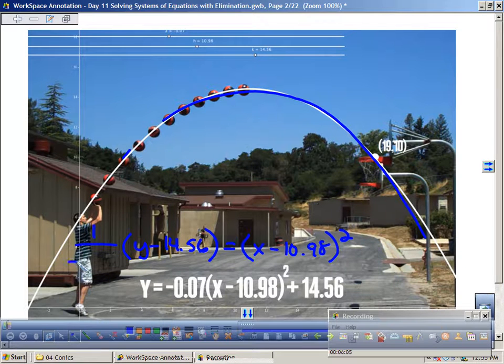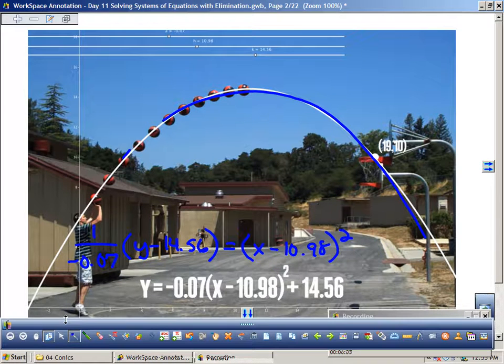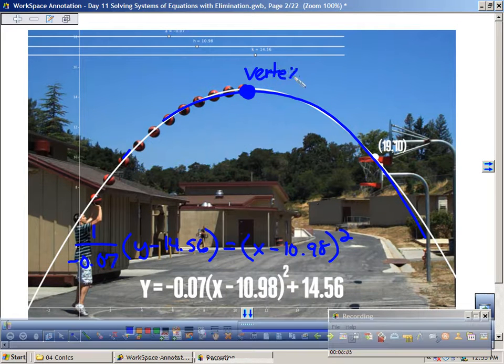So this is my LLR, which is actually a big number. So it looks really crazy, okay? But it's really not that crazy. And the sense I can make out of it is this is my vertical shift, correct? So I would go over positive 10.98, which is right about here, and then I would go up 14.56, and that would bring me to my vertex, or maximum height.